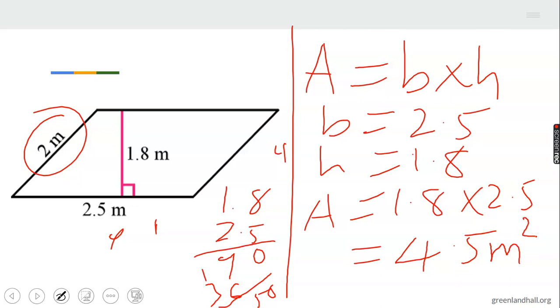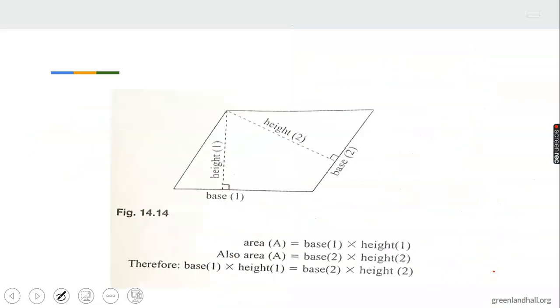8 times 5, 40. You put 0 down, bring 4 here. 5 times 1, 5, plus 4, that is 9. 2 times 8, 16. Put 6 down, carry 1. 2 times 1, 2, plus 1, 3. Now, add together. 0, put down. 9 plus 6, 15. 5, bring 1 here. 1 plus 3, that is 4. So our answer is 4.5.